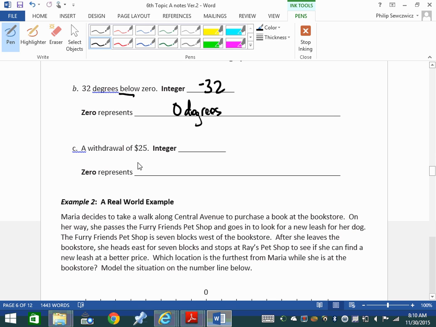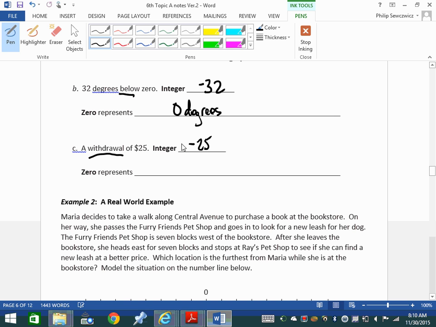A withdrawal of $25. Now this is the key thing: if you're withdrawing, it's all about your bank account. If you're taking out $25 from your bank account, I know it's going in your pocket, yay. But you are withdrawing. What does that mean for your account? It means you're taking money out of your account. And if you want to say, wait a second, shouldn't that be a positive because I'm gaining money? Well, let's think about it. I would never leave the ATM then.